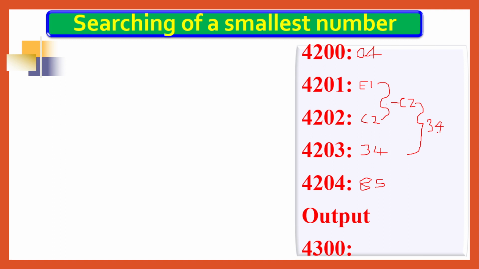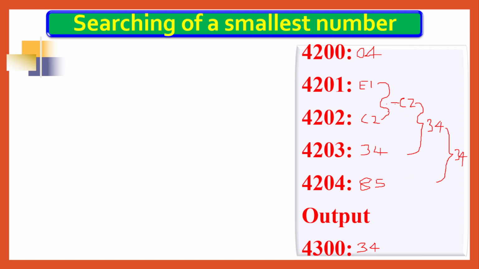Then between 34 and 85, the next number, will be compared. Between these two, 34 is the smallest number. So finally the output should be 34, which is to be written at the output address. Okay, this is the logic we are going to perform.